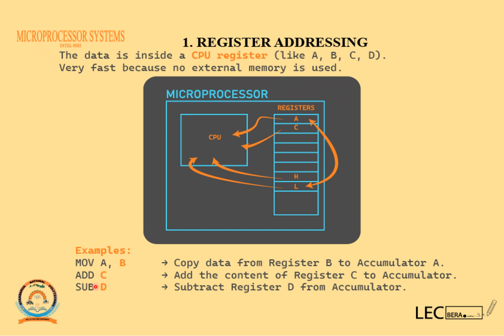Another example of instruction is add C or subtract B. So when I'm adding C, I'm taking what is inside the accumulator plus what is inside register C, and then the result is going to be stored back to the accumulator. So for example, add the content of register C to accumulator, and then subtract register D from the accumulator. All these instructions which you see, they are addressing the register, we normally call them register addressing.